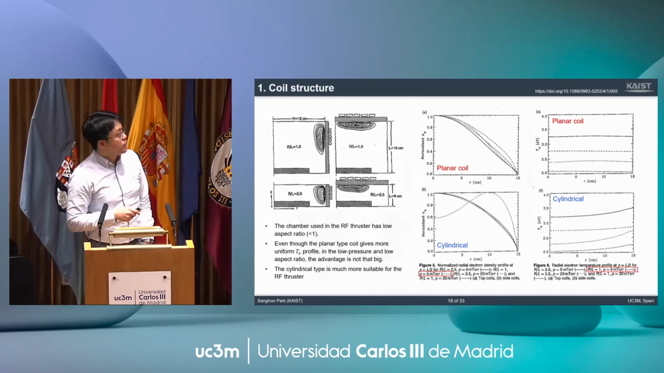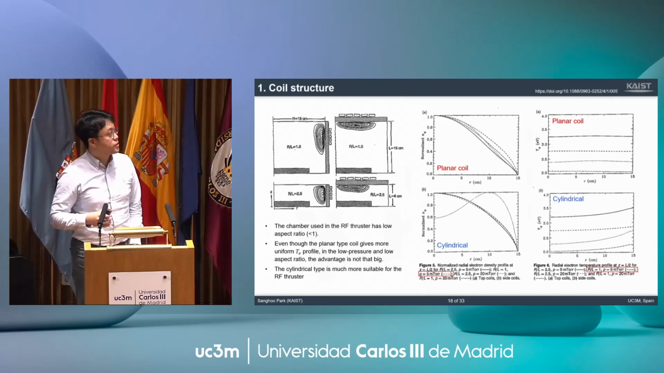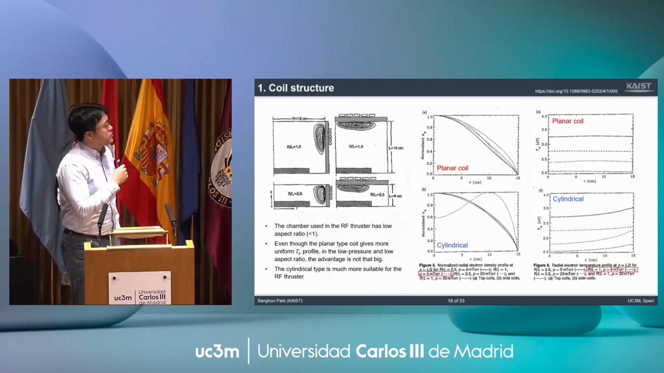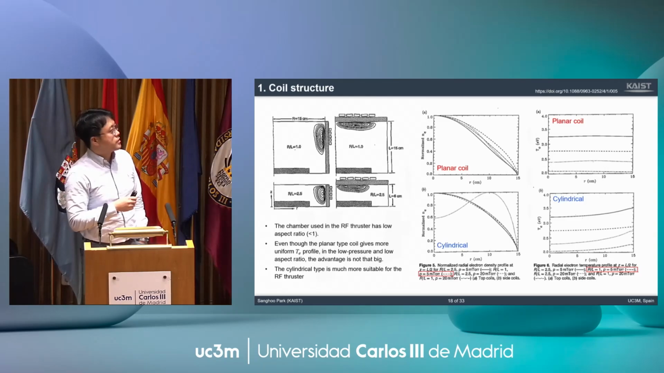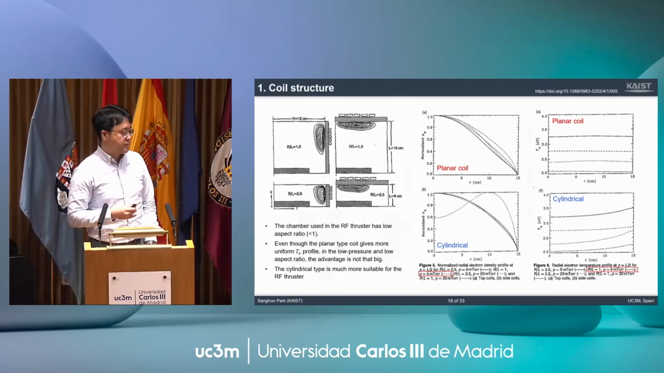So according to this result, we need to use this planar type coil, but the cylindrical coil is much more advantageous to manufacture or maintain. So, the coil structure, okay, the cylindrical type is much more suitable for RF thrusters.